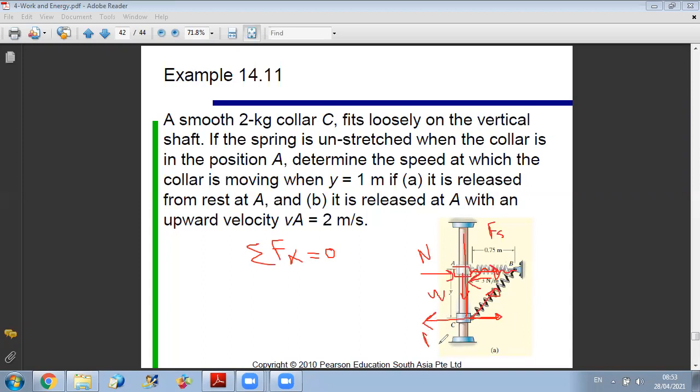Okay, so N will be towards the left, and in this case, I don't care about the value of N because it will not do any work, so I don't need to calculate it. The only forces doing work are the weight, W, and the spring force, Fs, and both are conservative. So whenever all forces doing work are conservative, I can apply the principle of conservation of mechanical energy.